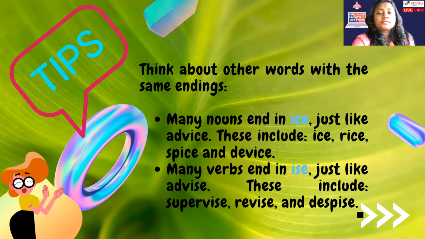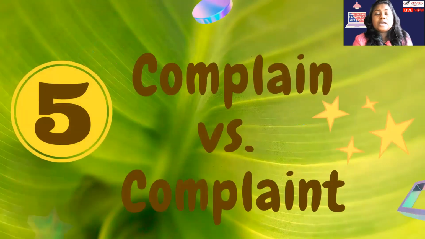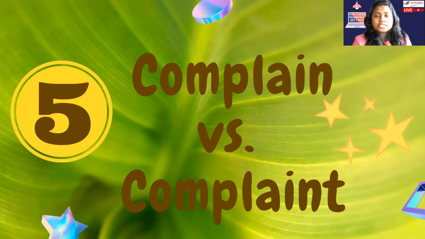Okay, we'll go to the next one. Our fifth mistake is complain and complaint. So here two words are there, one word with T and another without T. No other difference in spelling. All other alphabets are the same. Only the difference is the T.